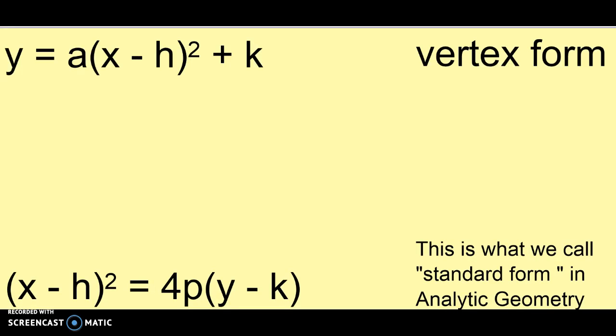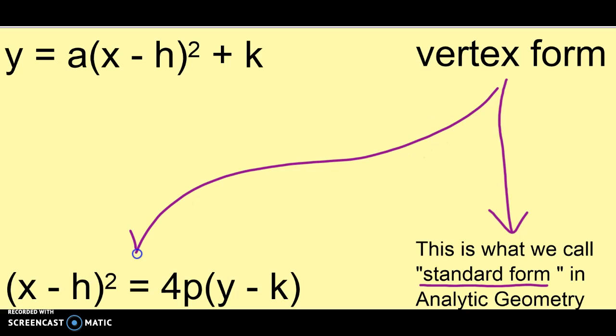Now, let's go look at the next page. So here you got it in vertex form, and we are going to work it down to another form that we now call standard form when we're in analytic geometry. And so this is the formula you would use for standard form. Take a minute and copy that down, and then I'm going to show you how we work it down.